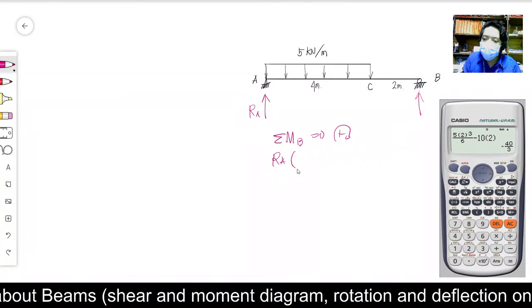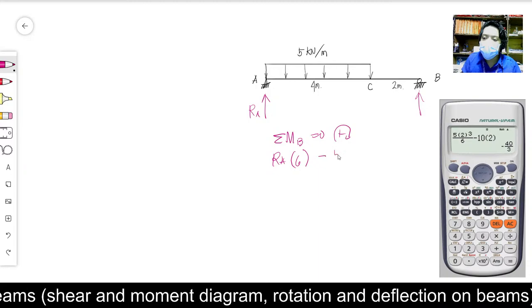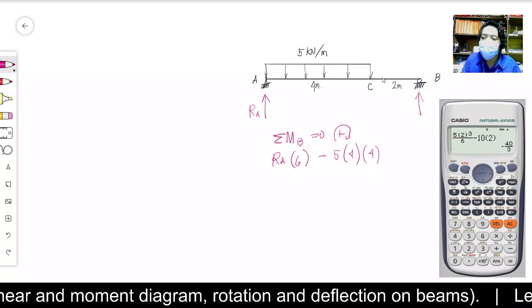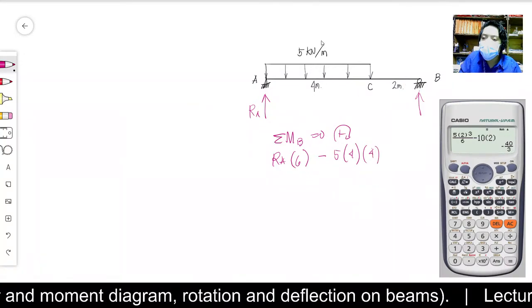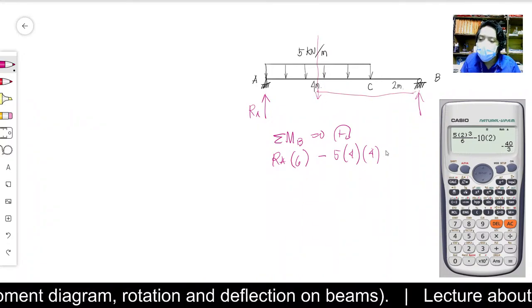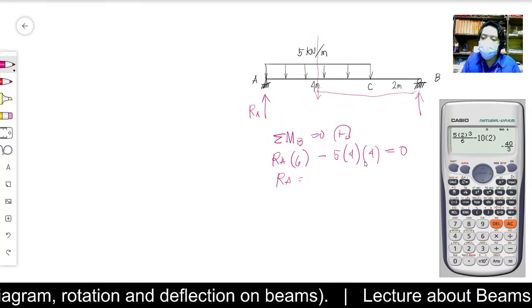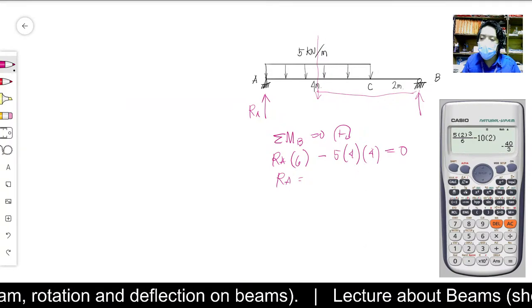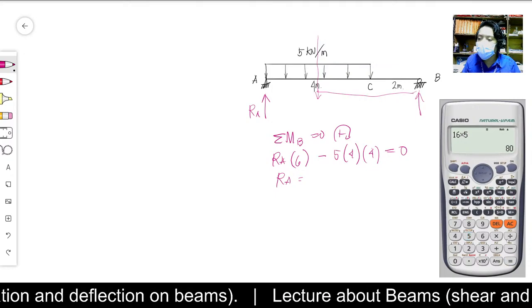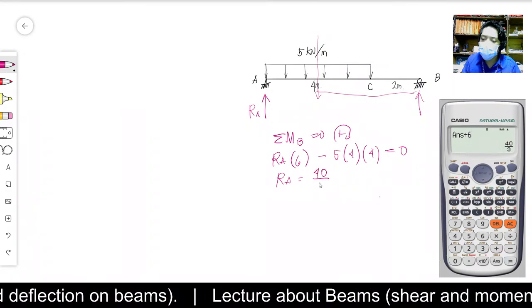RA multiplied by 6 minus 5 times 4 times 4, times 4 because 2 plus 2. That's the magnitude. So this distance is 4, and this is equal to 0. So your RA is equal to 4 times 4 is 16, 16 times 5 is 80. 80 divided by 6 is 40 over 3.